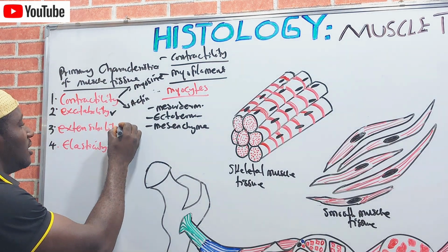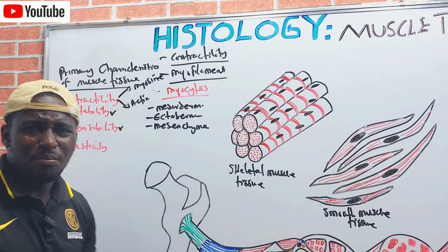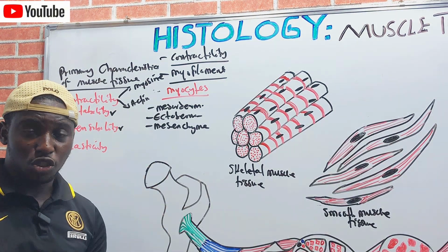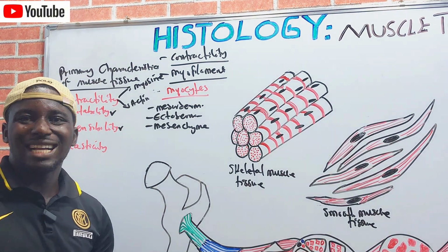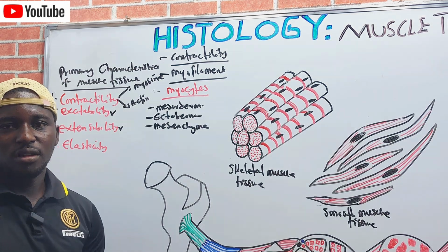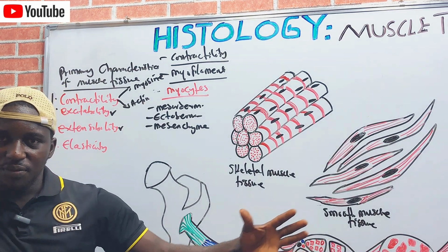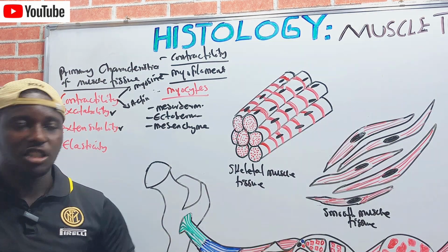The third one is extensibility. Extensibility simply means the ability of a muscle tissue to do what? To extend and stretch, or undergo stretch.